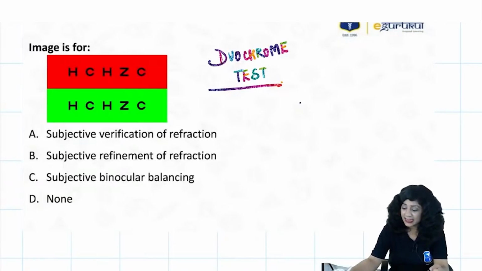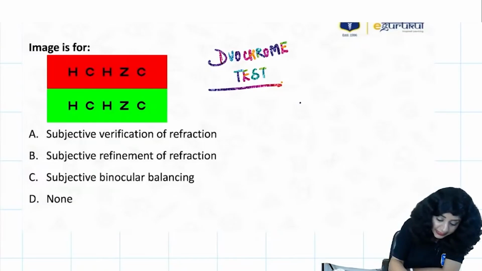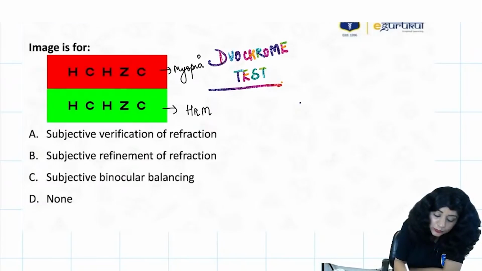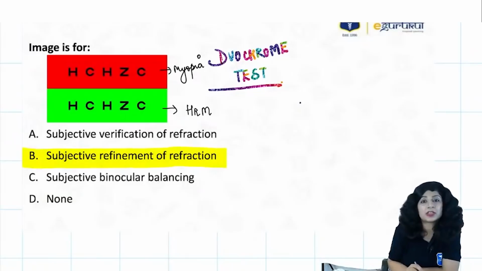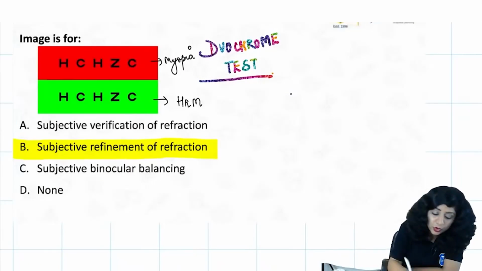Very good, Sakshi. Yes. So, as you are saying, if the person sees green more clearly, that means he is having hypermetropia, and red more clearly means myopia. ठीक है ना? That means it is used for what? That means it is used for the refinement of the refraction. Now, in refraction, when we are doing refinement, we have got two options.